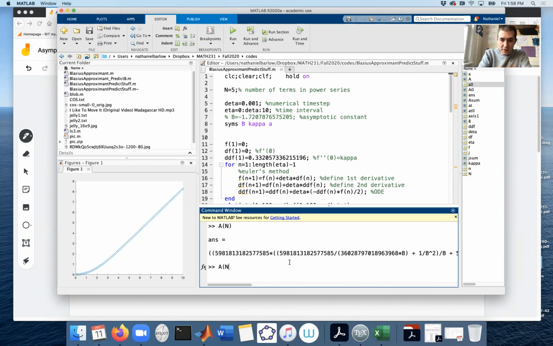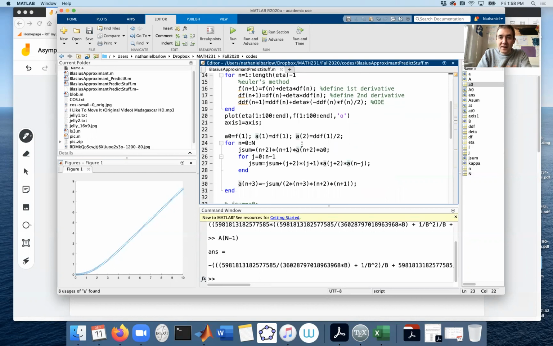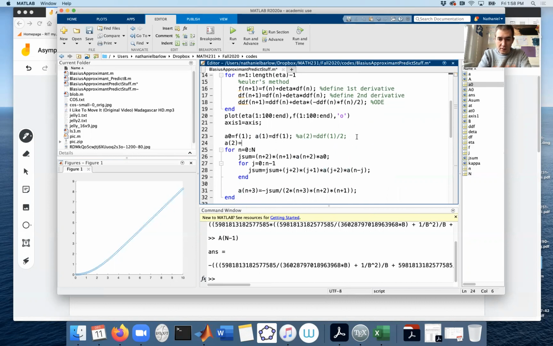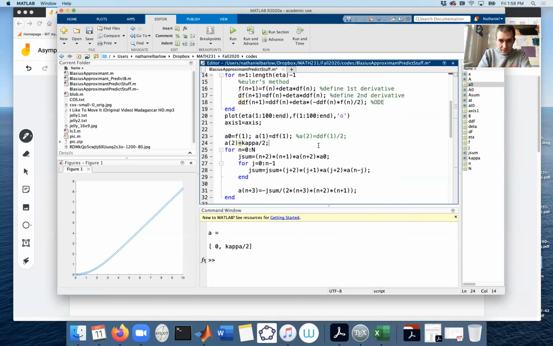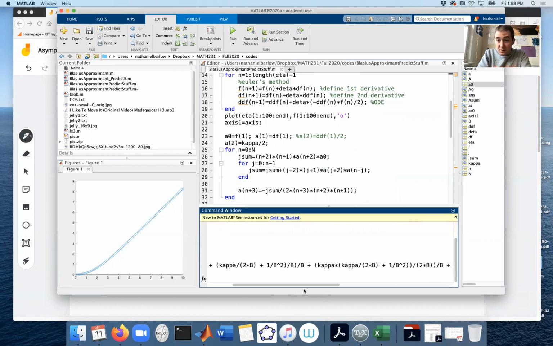How about a of capital N minus 1? I see a b in there. That's interesting. Oh, this is why. I have to set a2 equal to kappa over 2. Okay. All right, this time, a of capital N is a function of just b and kappa. There we go.